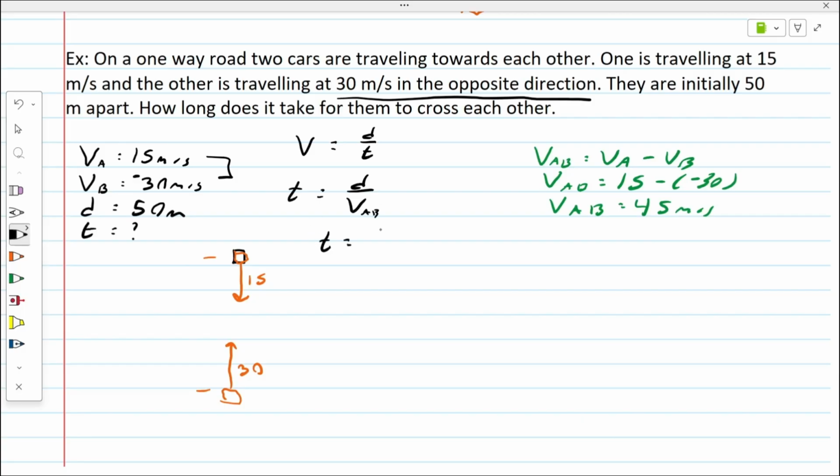So if we go ahead and plug our 50 meters in for distance and our 45 meters per second as our velocity, we will end up with a time of 1.11 seconds, and that will be our answer.